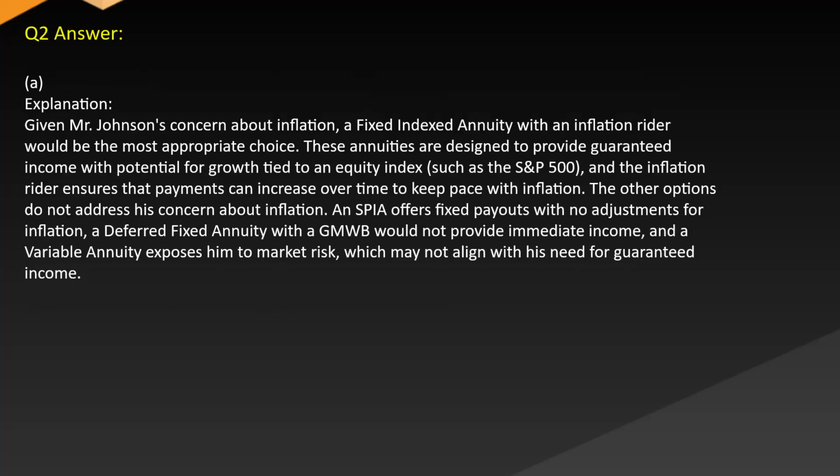Answer A. Explanation. Given Mr. Johnson's concern about inflation, a fixed indexed annuity with an inflation rider would be the most appropriate choice. These annuities are designed to provide guaranteed income with potential for growth tied to an equity index, such as the S&P 500, and the inflation rider ensures that payments can increase over time to keep pace with inflation. The other options do not address his concern about inflation. An SPIA offers fixed payouts with no adjustments for inflation. A deferred fixed annuity with a GMWB would not provide immediate income, and a variable annuity exposes him to market risk, which may not align with his need for guaranteed income.